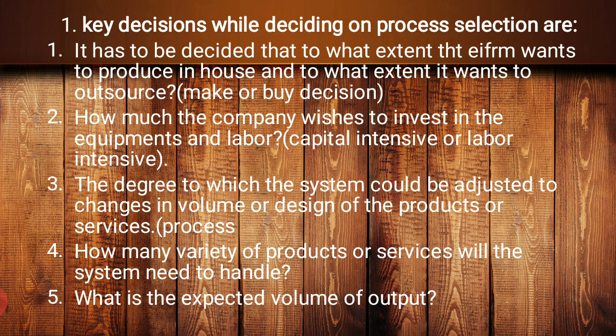Next, the fourth point is how many varieties of products or services the system will need to handle. That means what types of products, how many types of products or how many varieties of product it needs, that it has to decide.